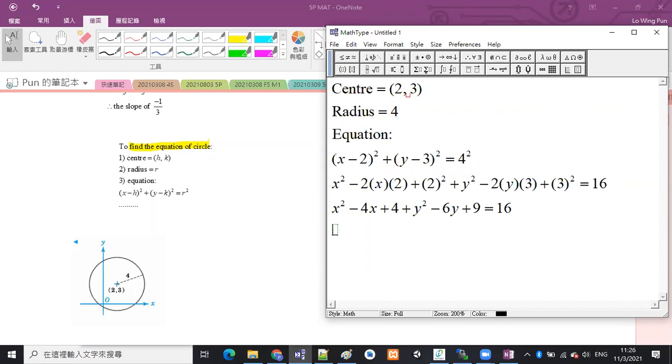Then we will move the 16 over to the left-hand side, so that the right-hand side becomes 0. And then we arrange in order: x square first, and then y square second, and then the x term minus 4x third, and then the y term minus 6y is the fourth, and then the constant term 4 plus 9 minus 16 becomes negative 3. So we are going to write minus 3 here equals 0.